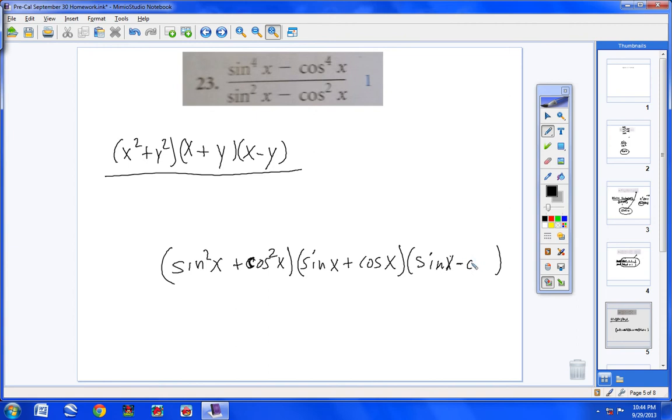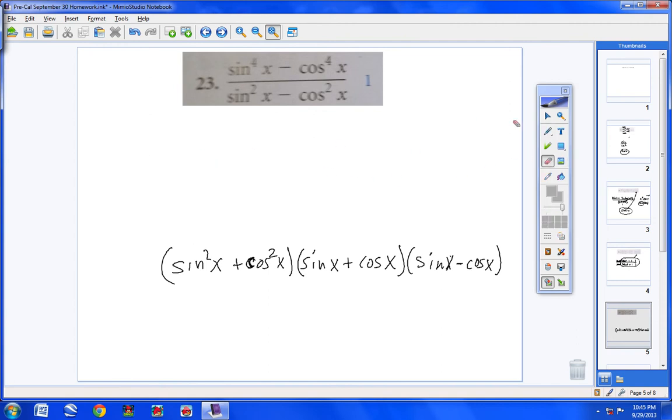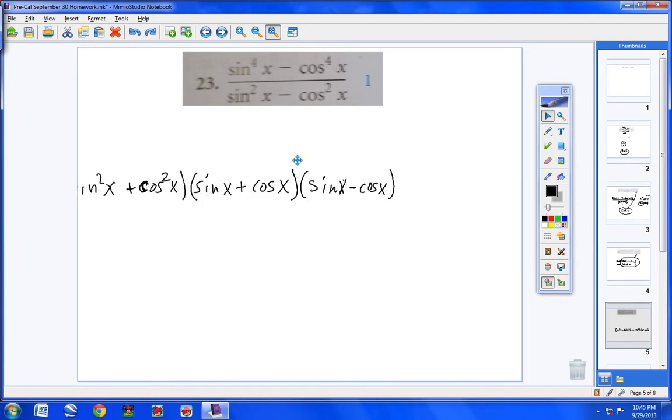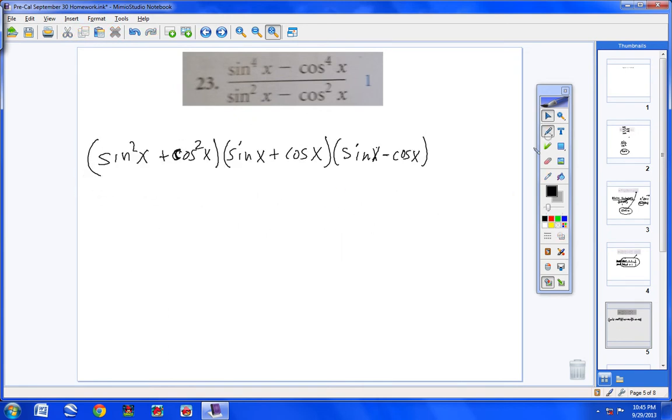So it's sine x, and look in your original problem up here. It was never cosine y. It was sine x, cosine x. So sine x minus cosine x. There, that's what the entire numerator should look like after you insert your sines and cosines back in. So with that in mind, there's the numerator, and let's slide it right over here. And now let's work on factoring the denominator.